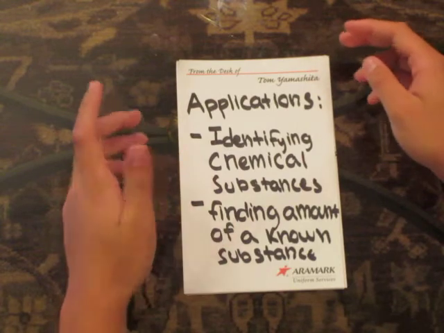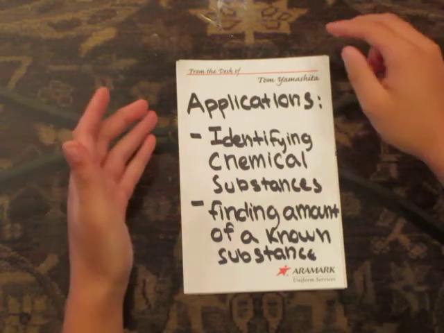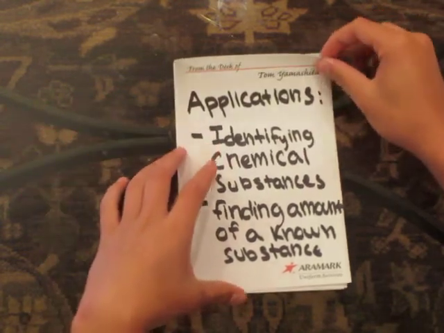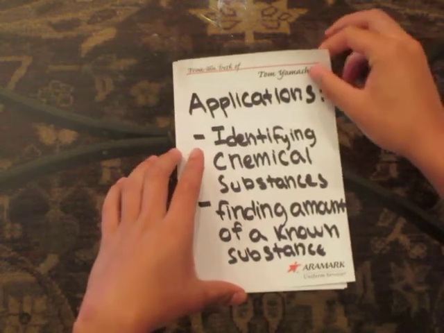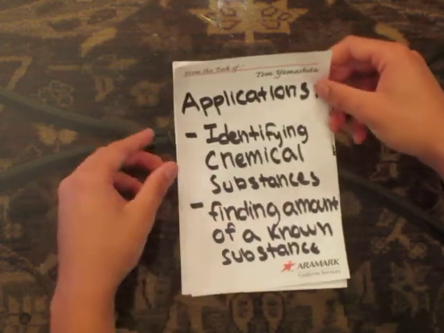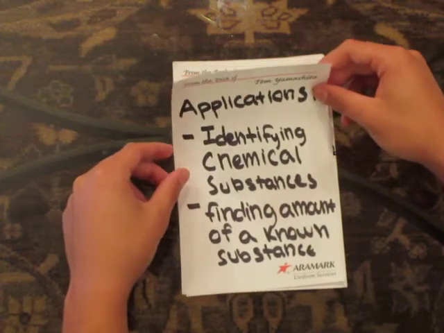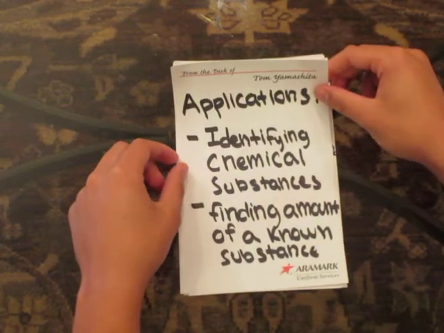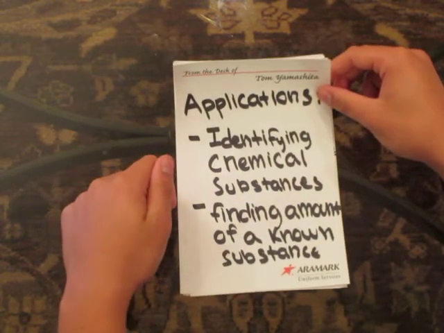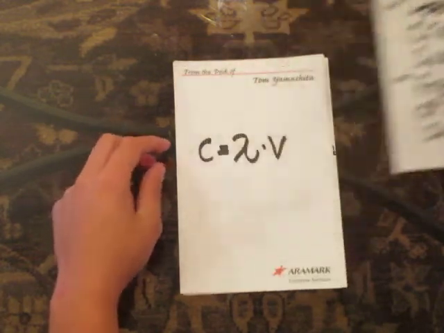So some people might be wondering, why do I need this? So here is a list of the applications. It can be used to identify chemical substances, as well as finding the amount of a known substance. This can be applied to fields such as chemistry, which we're doing now, biochemistry, as well as physics.